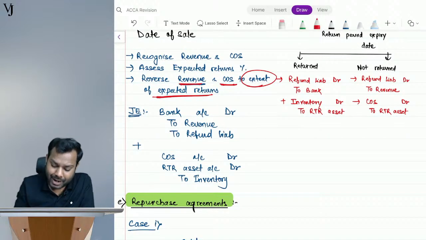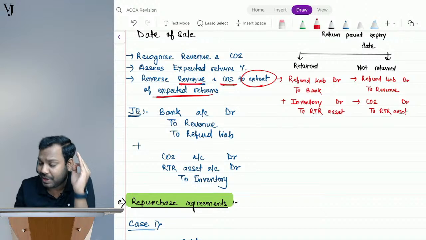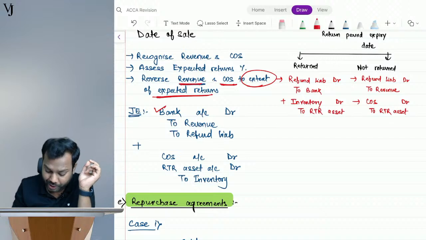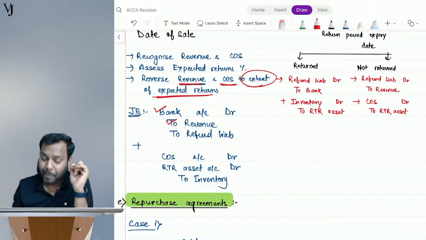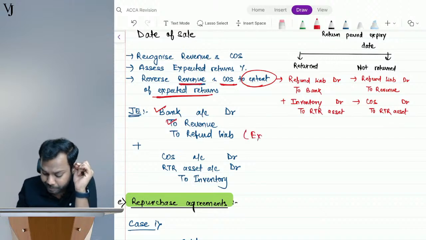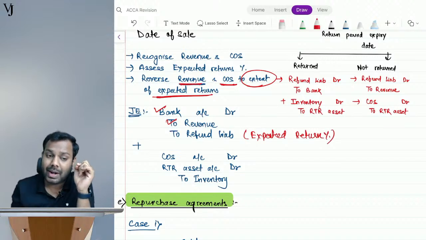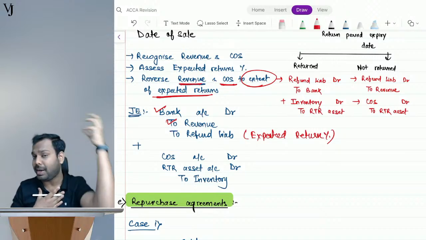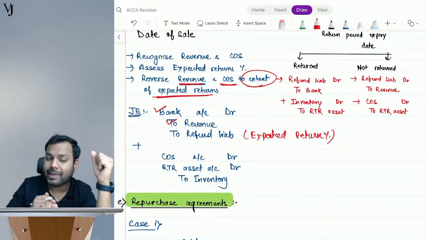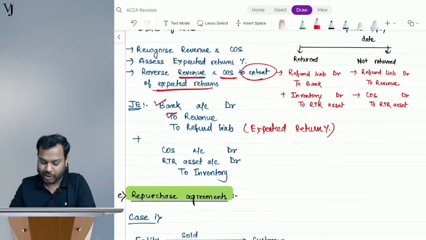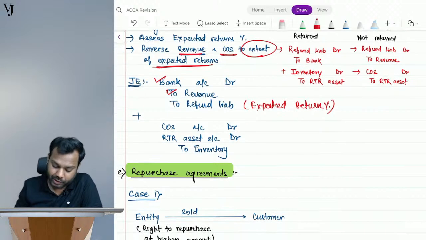See, bank account debit, because when the Amazon sales happen, it receives the money. It will recognize the whole amount as revenue, but to the extent of the expected return percentage, they will recognize it as a liability. I am not recognizing it as revenue, but since I have received the money, I am recognizing it as a liability, to the extent of the return percentage.